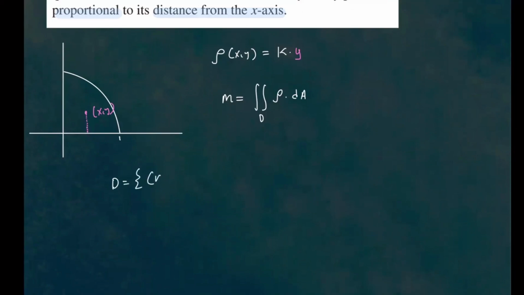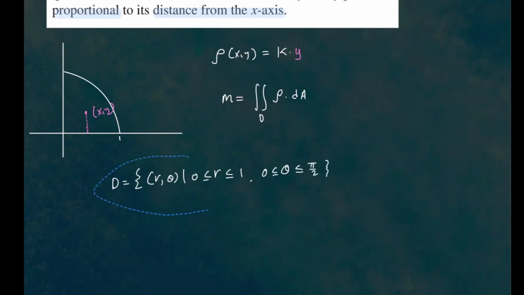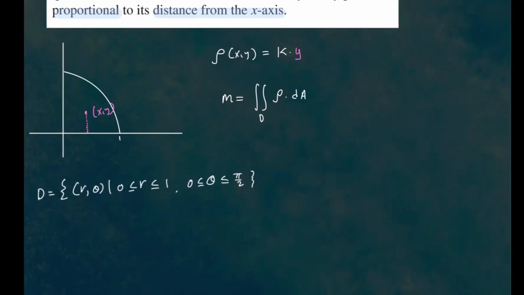D is the region in the first quadrant. So r is from 0 to 1 because that's the distance from the origin to our function. And then theta goes from the positive x-axis all the way around. That is going to be pi. So theta is bounded from 0 to pi over 2, not pi. All right, that's how I'm going to express my region D. Let's hold on to that.